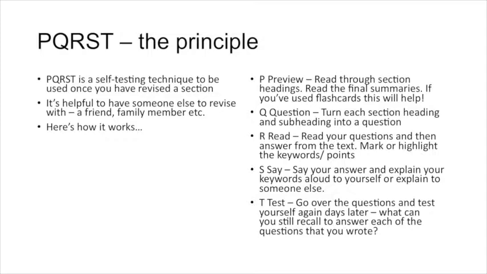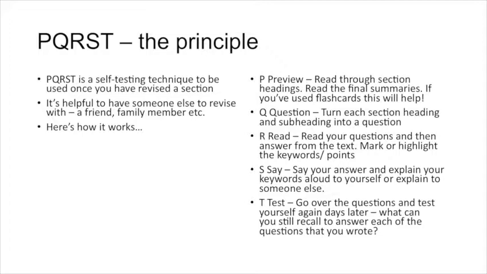So P is for preview, reading through. You're reading summaries, not the actual notes themselves. You're better off reading through the flashcards for a start, because you've already summarized the notes and hopefully a lot of the information will be there in your brain already. Q is for question, turning the sections into questions that you have to answer in your brain.